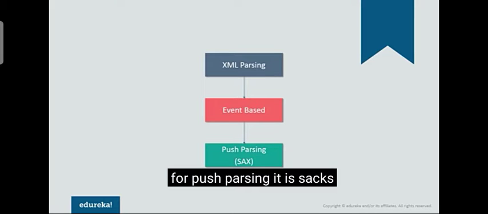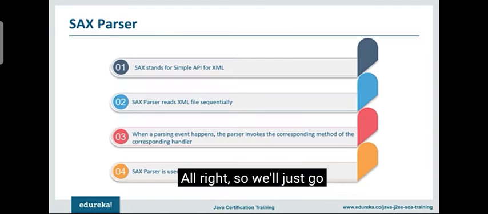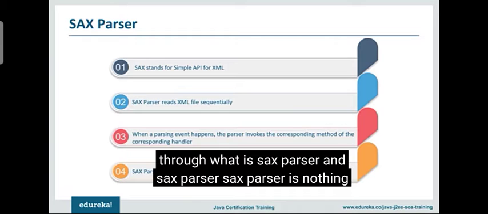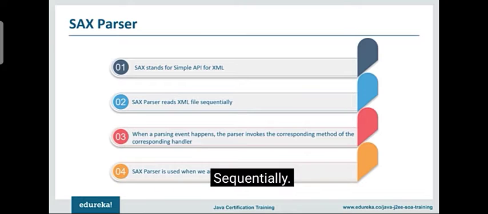One is for push parsing, it is SAX, whereas for pull parsing, it is StAX. All right, so we'll go through what is the SAX parser and the StAX parser. SAX stands for Simple API for XML. The SAX parser reads XML files sequentially. It's event based.